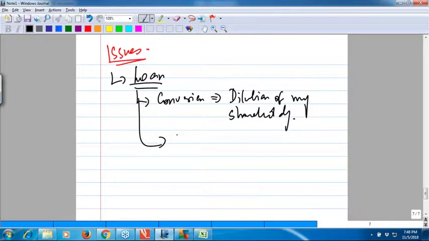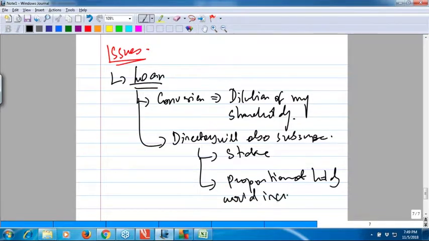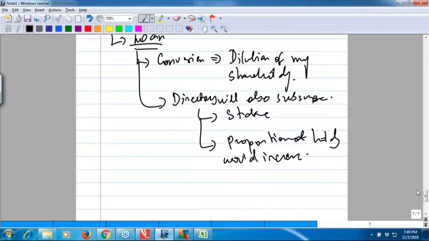Now, the second concern is that the directors will also subscribe. Now, this could be good, this could be bad also. Why would it be good? Why would it be bad? It would be good because the directors have got a stake also in the new investment, because if it fails, their investment will also go down. But at the same time, this would be bad also, as their proportionate holding would increase.